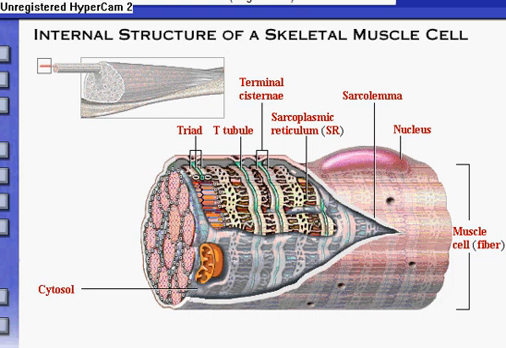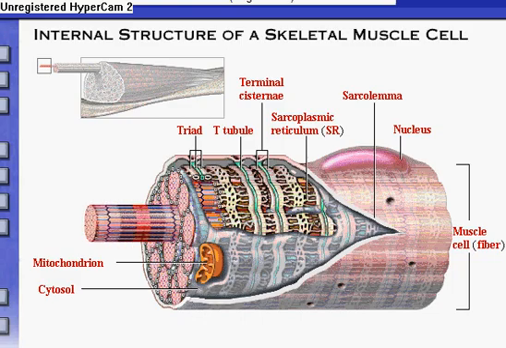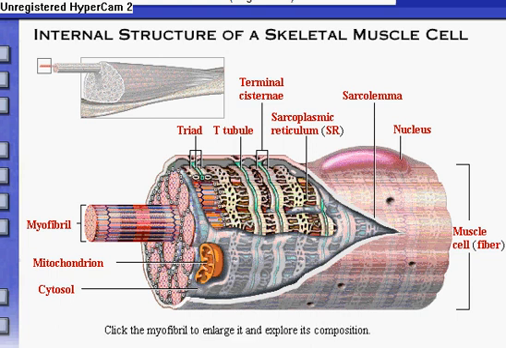The cytosol is the intracellular fluid in which the organelles are suspended. Mitochondria are cytoplasmic organelles that are sites of ATP synthesis. They are referred to as the powerhouses of the cell. A myofibril is a cylindrical bundle of contractile filaments within the skeletal muscle cell. To review any of these terms, click on the bold red words. Click the myofibril to enlarge it and explore its composition.